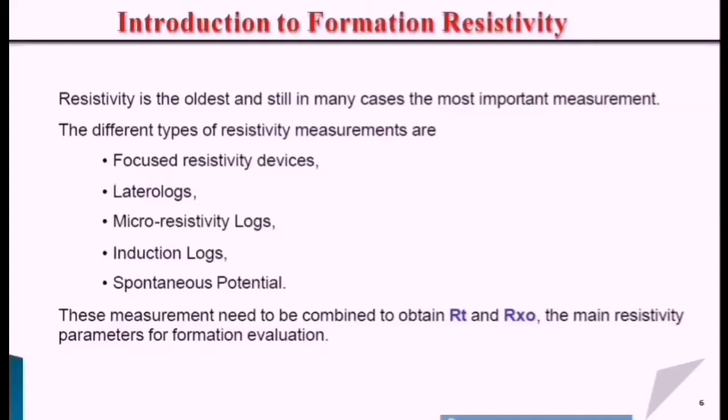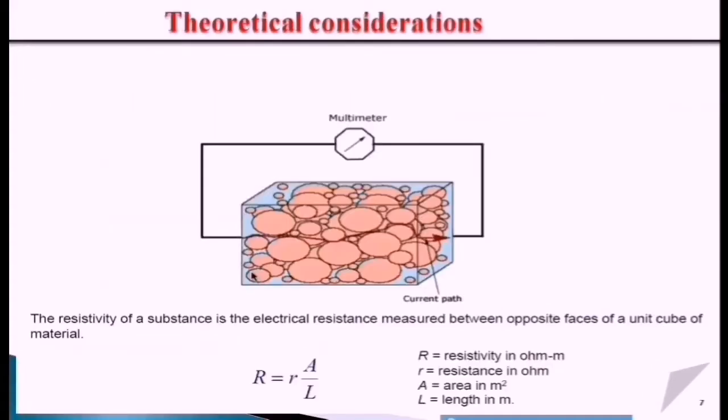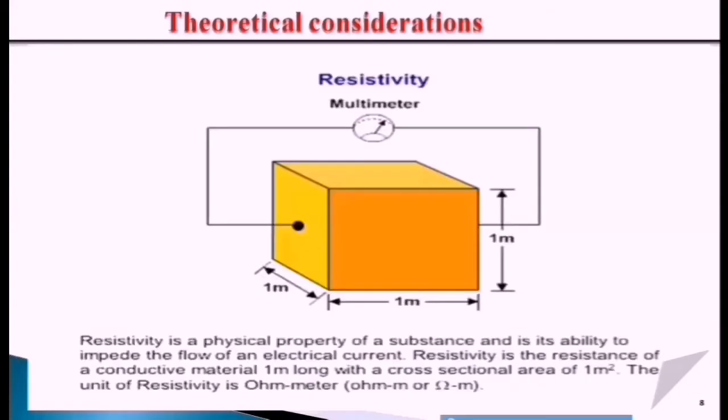This is a little bit of theoretical background about the definition of resistivity. The resistivity of a substance is the electrical resistance measured between two opposite faces of a unit cube of the material. So resistivity has some relation with the area and the length, and the constant of this relation is the resistance measured in ohms. I have another example also.